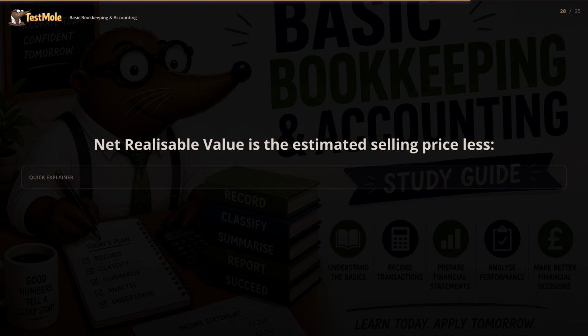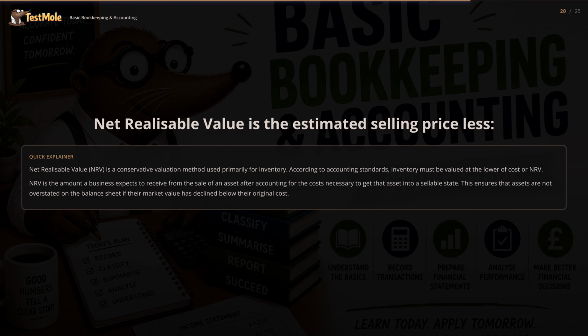Net realizable value is the estimated selling price less. Net realizable value (NRV) is a conservative valuation method used primarily for inventory. According to accounting standards, inventory must be valued at the lower of cost or NRV.